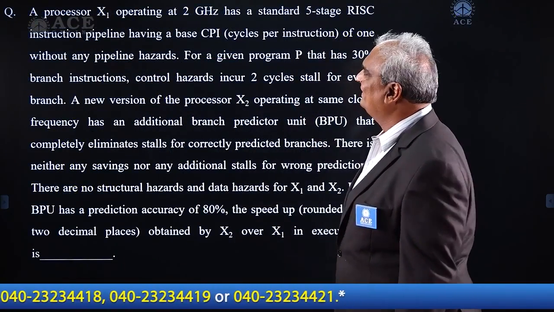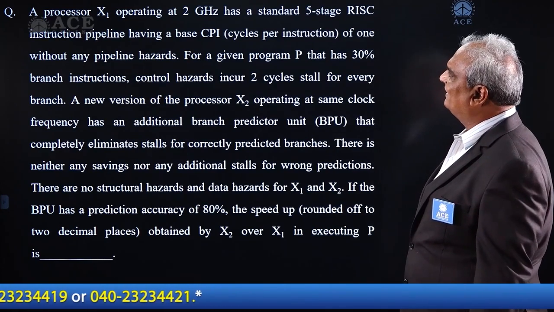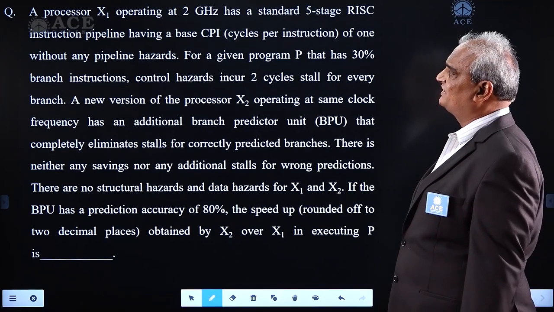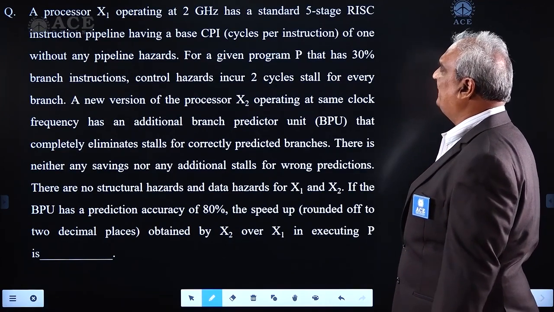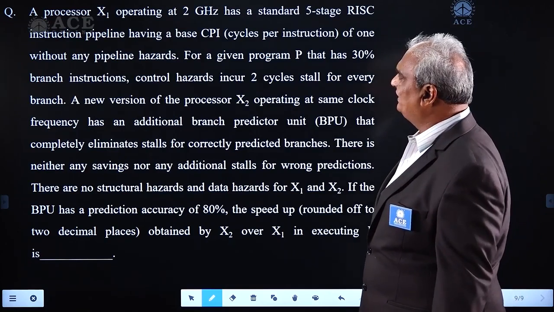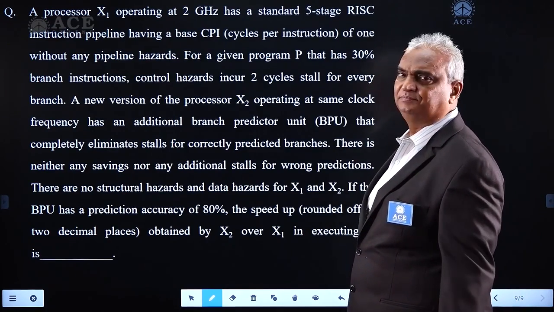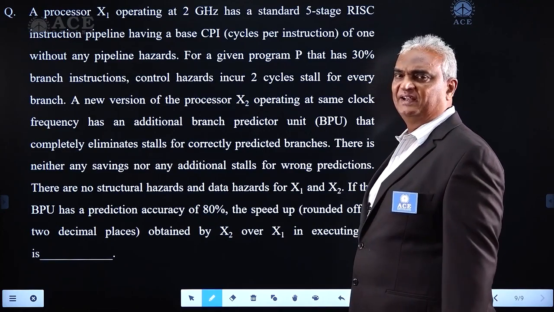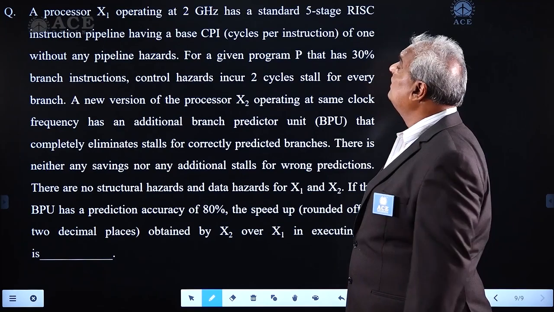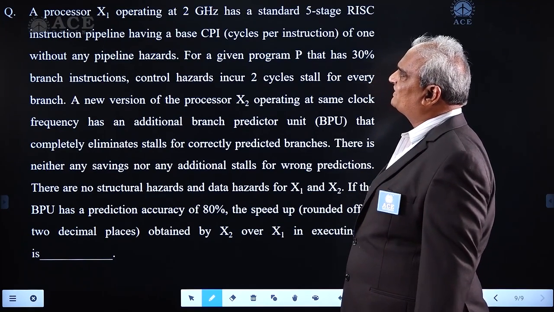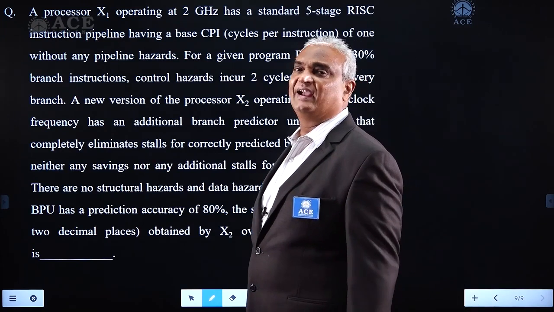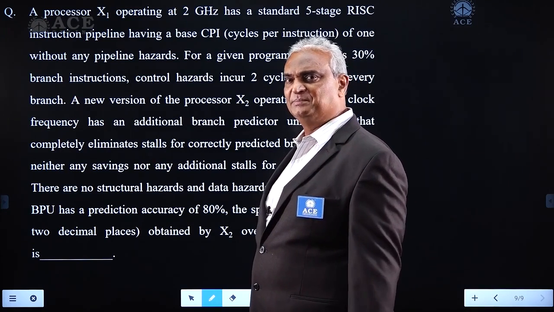Watch this question. A processor X1 operating at 2 GHz has a standard 5-stage RISC instruction pipeline having a base CPI, clocks per instruction, of 1 without any pipeline hazard. If there is no pipeline hazard, only 1 clock cycle is sufficient for executing an instruction in a 5-stage pipeline. What about frequency? 2 GHz. What about time cycle value? 1 by 2 GHz, means 1 by frequency provides the time cycle value.